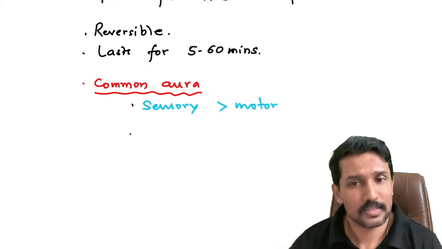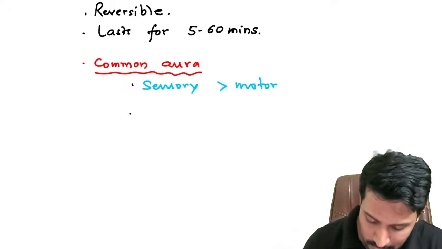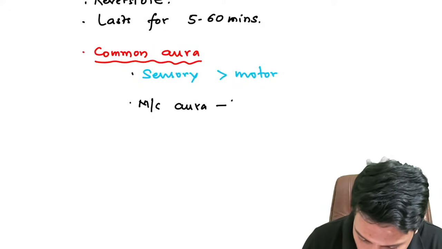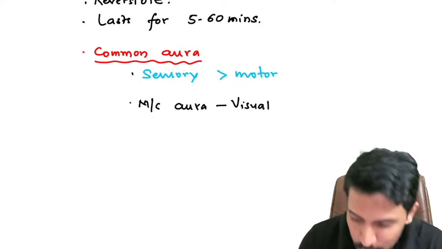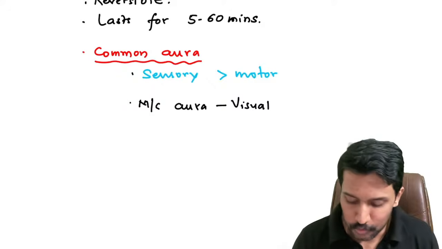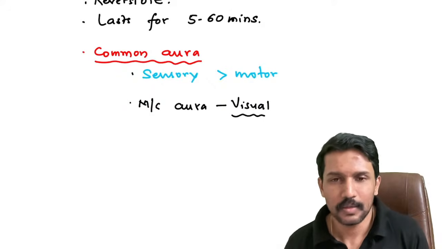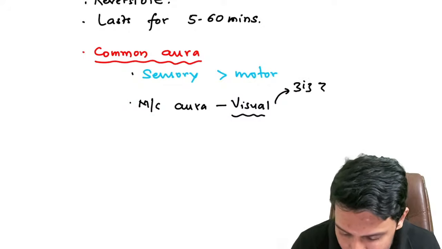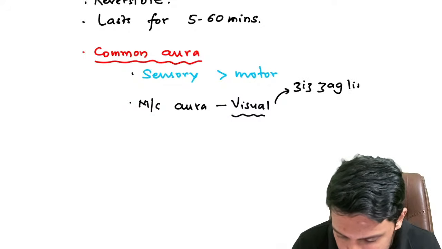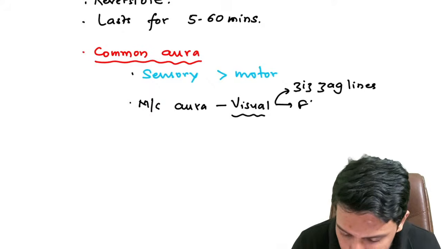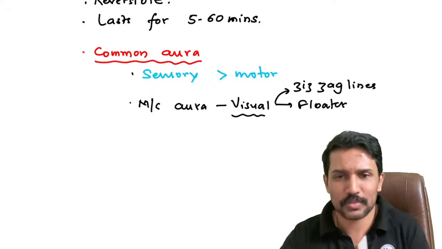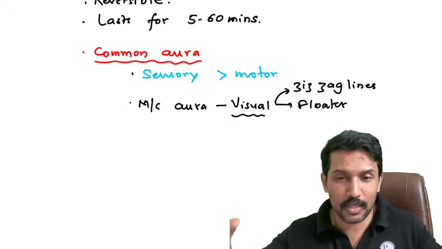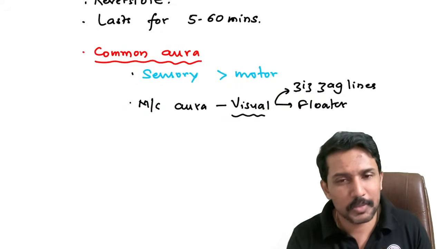So vision is also a sensory system, it's a special sense. So the most common aura is going to be visual. Now what abnormal visual perception these patients are going to face? They may face seeing some zigzag lines in their visual field, or they may see floaters in their visual field. You know, those worm-like structures, translucent, that appear to float in our visual field sometimes. So these patients also go through that.